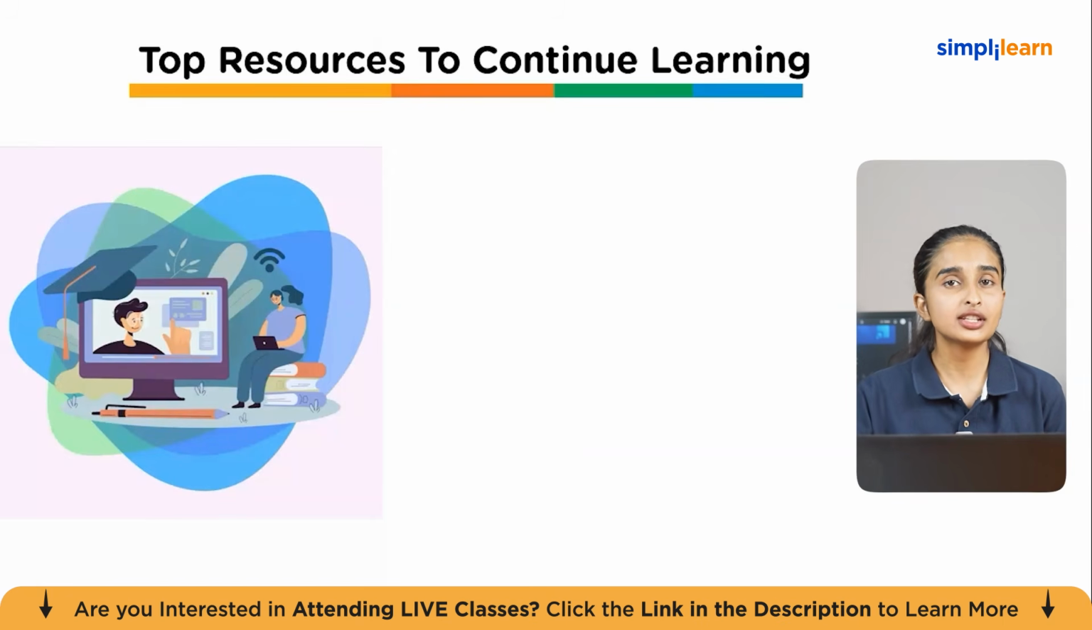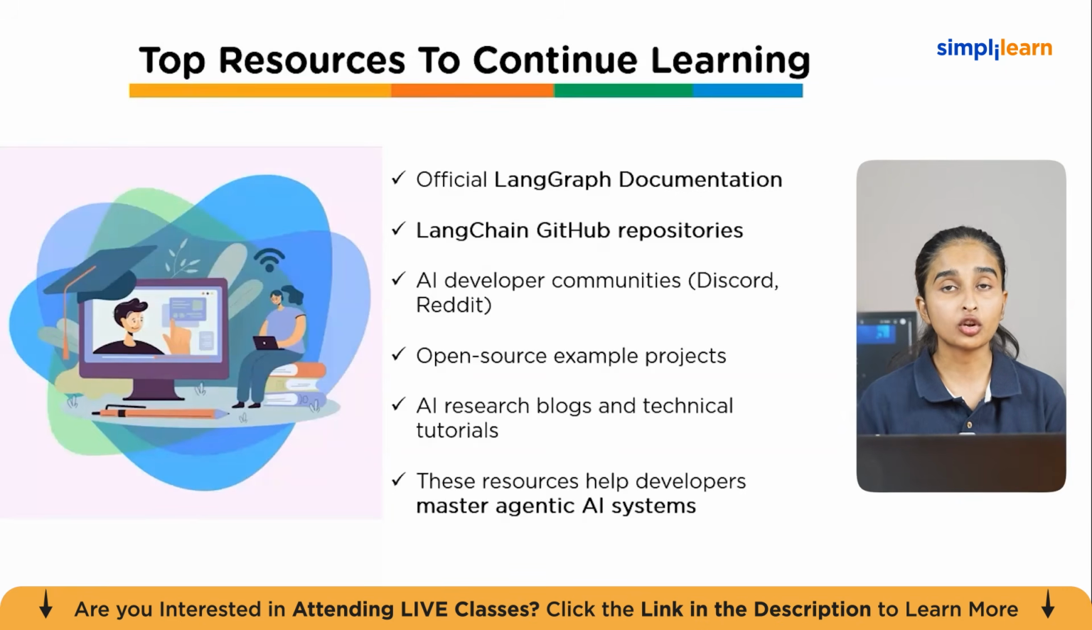At the beginning of this section, let us look at where someone can continue learning after this presentation. Official LangGraph documentation is one of the best places to start because it explains the framework directly from the source. LangChain GitHub repositories are also useful because they show real examples and active development. AI developer communities on platforms like Discord and Reddit can help people learn through discussion and shared troubleshooting. Open source example projects are especially helpful because they let learners see how ideas work in practice. AI research blogs and technical tutorials also help by breaking down new developments and showing real-world implementations.